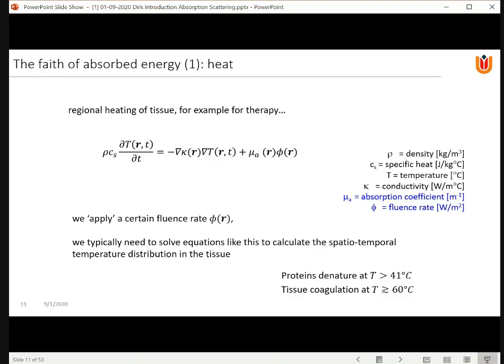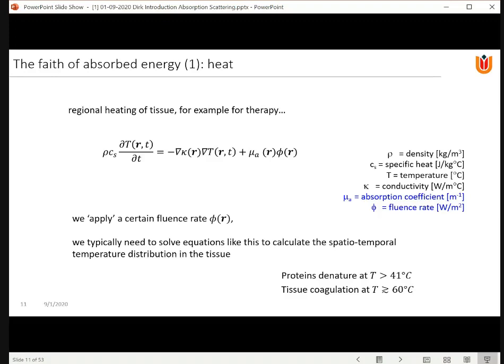Now, what is r? In this case it is just a spatial coordinate inside the tissue. Of course, if you wanted to solve this equation, you would need to define some coordinate system, but in this case it is just taken generally.